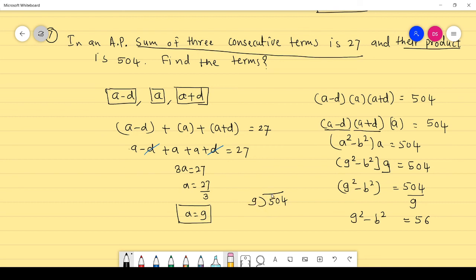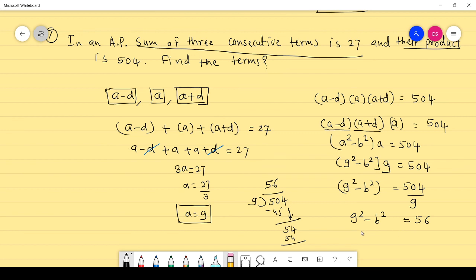9 5s are 45. And what will remain? 50 minus 45, that is 5 will remain. Then take this 4 to this side. 9 6s are 54. This way 504 divided by 9 is equal to 56.